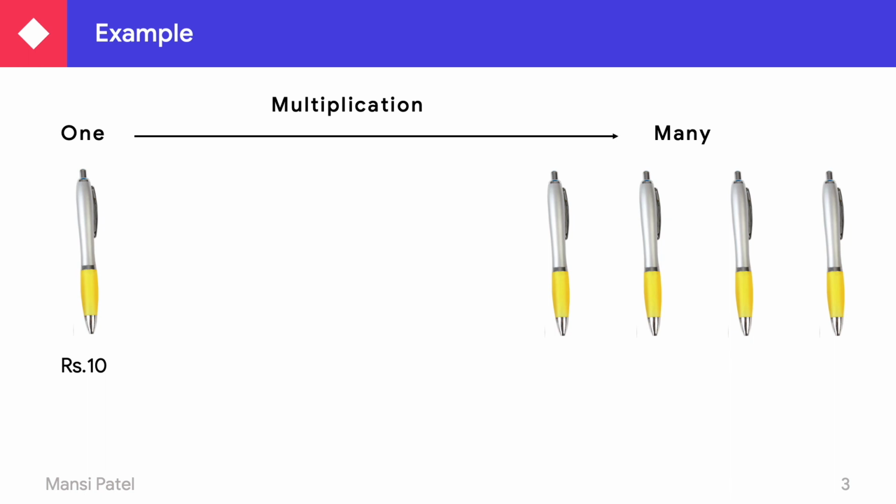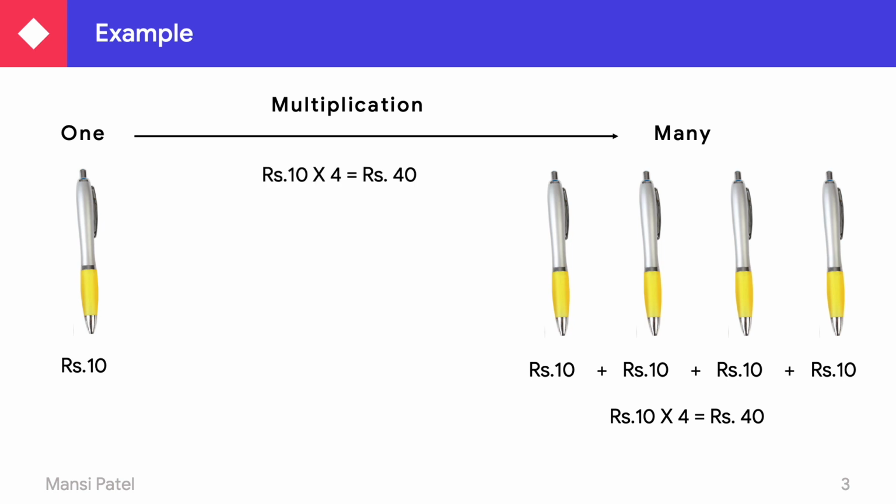So the cost of the first pen is 10, the second is also 10, the third is also 10, and the fourth is also 10. So we can say rupees 10 plus 10 plus 10 plus 10 is equal to, how many times do we write 10? 4 times. So rupees 10 multiplied by 4 is equal to rupees 40. So in this also we are doing multiplication.